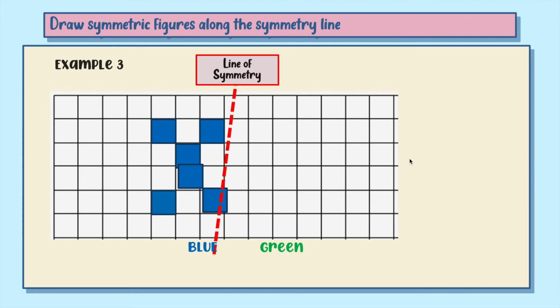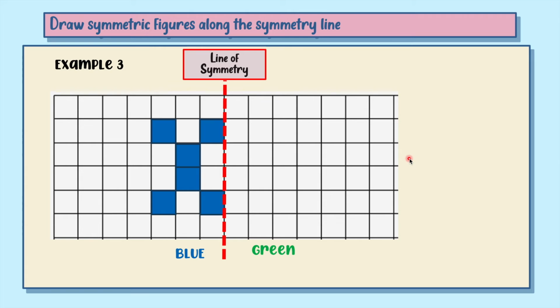Next one, example 3. Now, can you imagine what the drawing or the reflection of the blue side is? Can you complete the symmetric figure? Okay, so let's check. How do we complete this? Yes, this one is shaded. Here also. The two boxes here are not shaded, which means that the figure here is also not shaded. Then we have the other side, which is here.